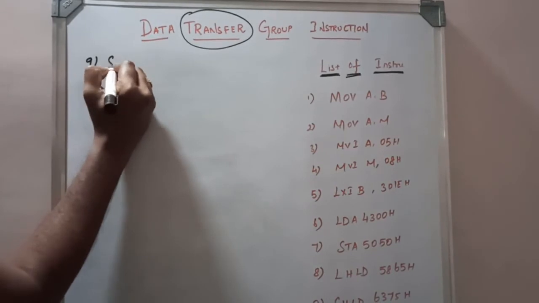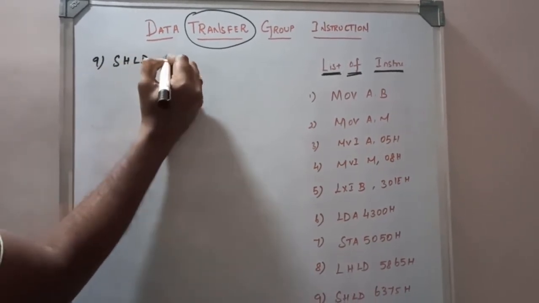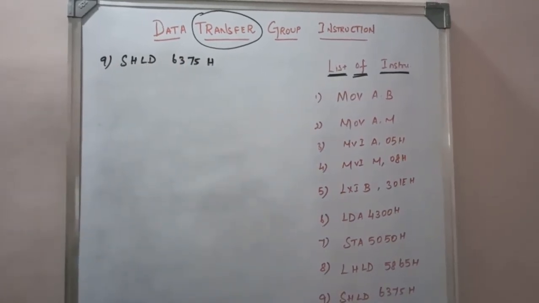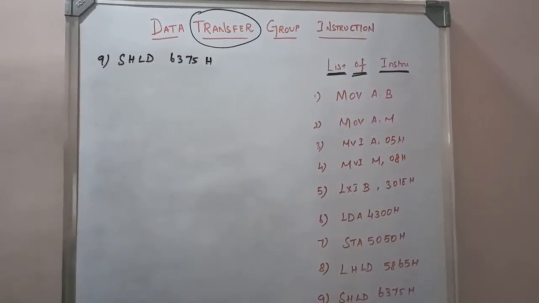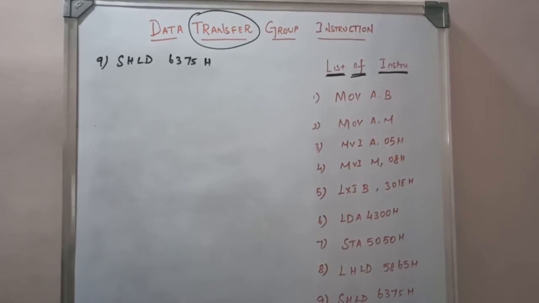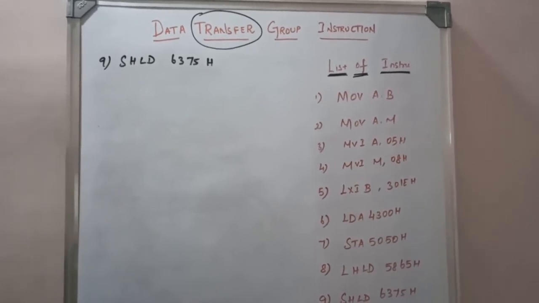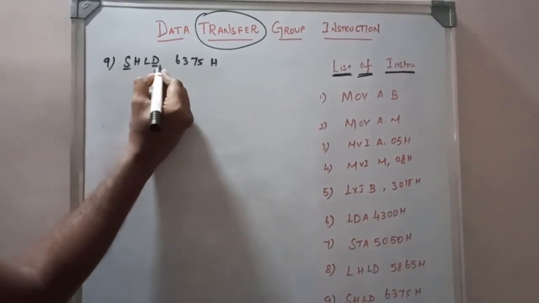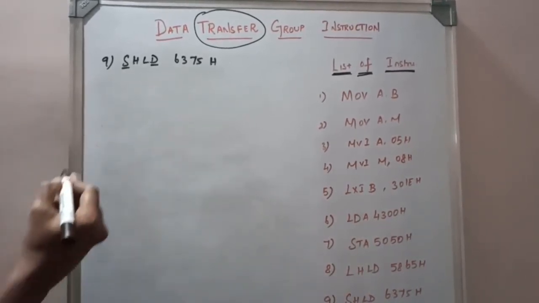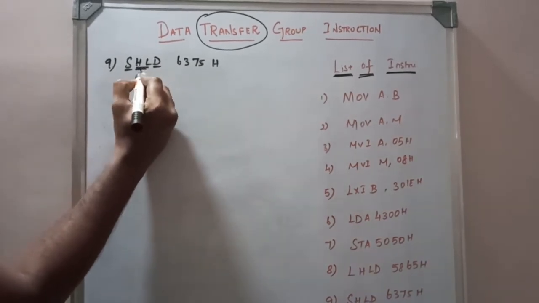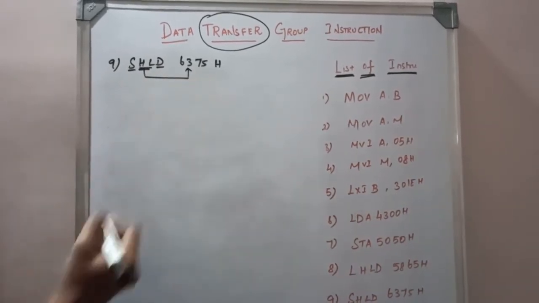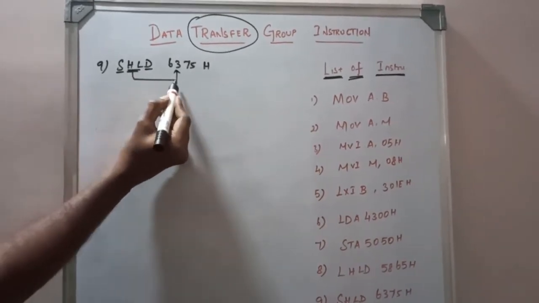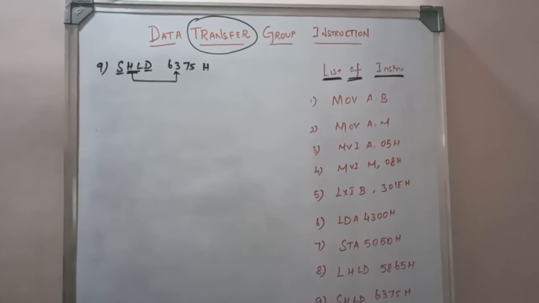Ninth one, SHLD 6375. So this instruction is also the same as the previous one, but the function is different. The previous instruction loaded the value; this instruction stores the value. SHLD, S for store: store the content of the HL pair register to the specified memory location. Whatever value is present in the HL pair is passed to the specified memory location.